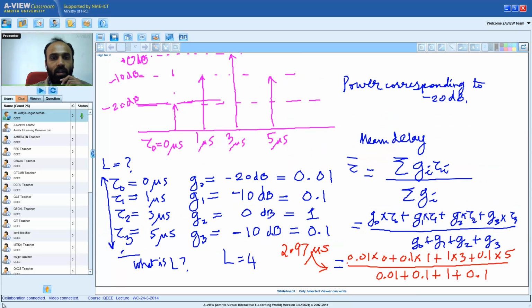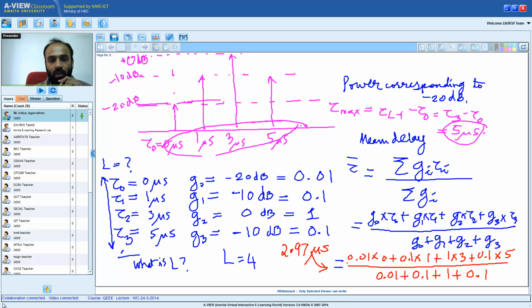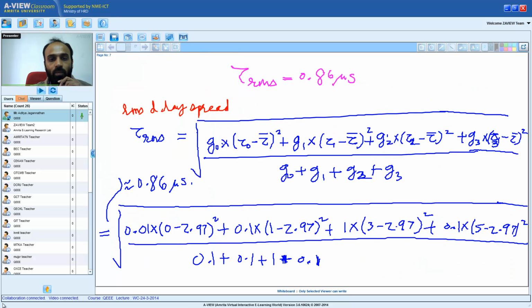And you can see we clearly get a very different value compared to the max delay spread. What is the max delay spread? Max delay spread tau max equals tau L minus 1 minus tau naught, which is tau 3 minus tau naught. Max delay spread is 5 microseconds, right? You can clearly see maximum delay spread is 5 microseconds. But when we weigh the delay by the corresponding power, it clearly reduces to something much smaller, that is 0.8.